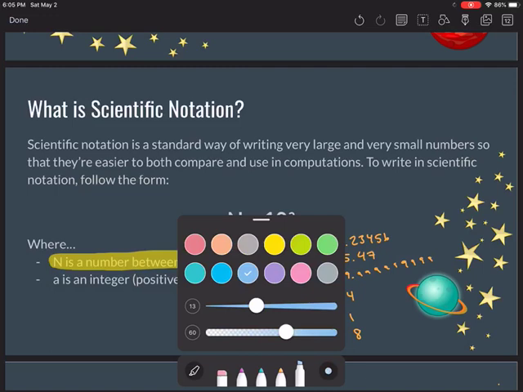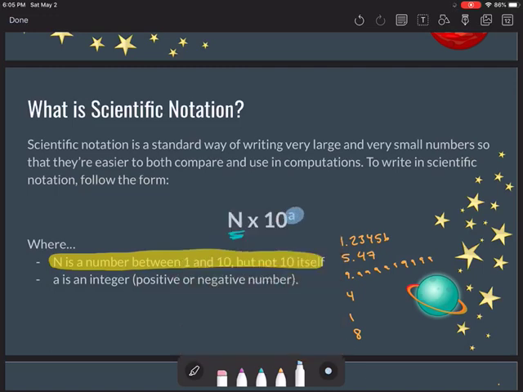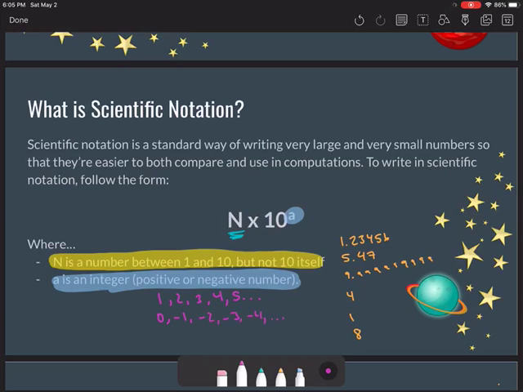When we're talking about our exponent, this a value here, a has to be an integer. So it has to be either a positive or negative whole number. Okay, so a has to be 1, 2, 3, 4, 5, and so on, or 0, -1, -2, -3, -4, and so on, right? It can't have any decimals related to it. So n itself can be a decimal between 1 and 10, not including 10, and a has to be an integer, so a positive or negative whole number, so no decimals involved.